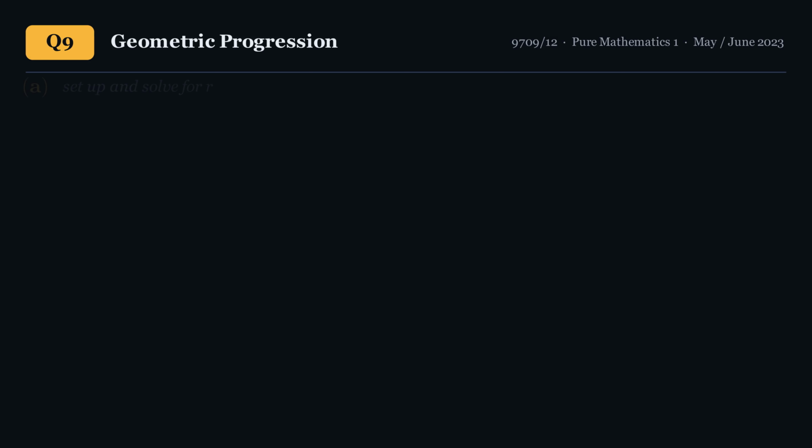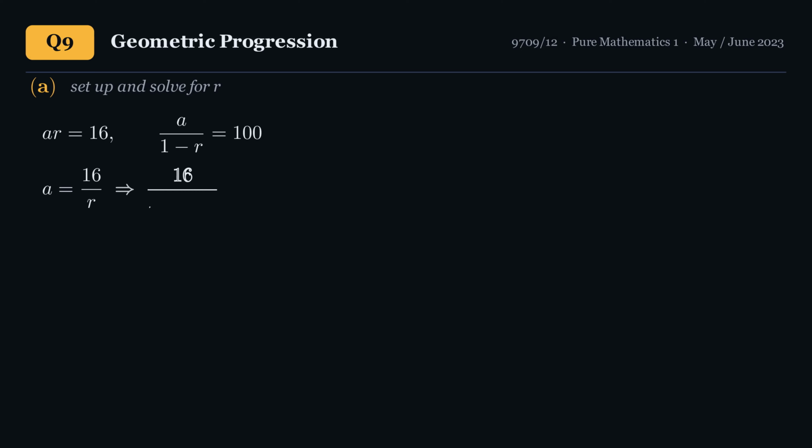Write AR equals 16 and sum to infinity equals 100. Second term, A times R equals 16. Sum to infinity, A over 1 minus R equals 100. Substitute A equals 16 over R into the sum formula.